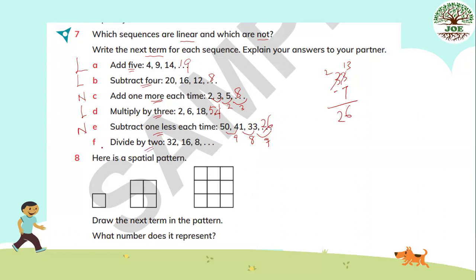Divide by 2. So this is linear. 32, half is 16, 16 half is 8, 8 half is 4. Okay. And number 8 here is a special pattern.